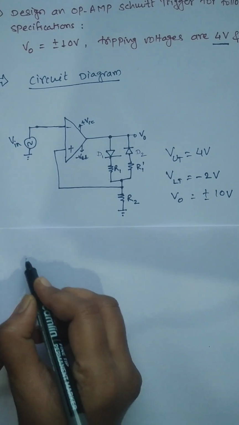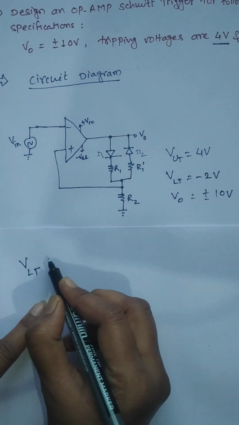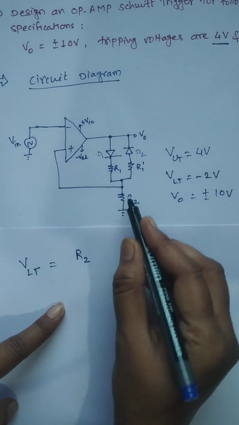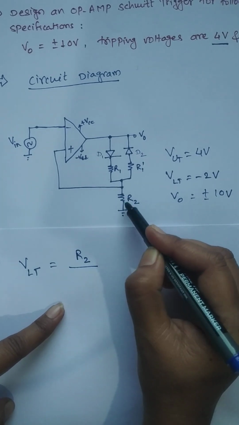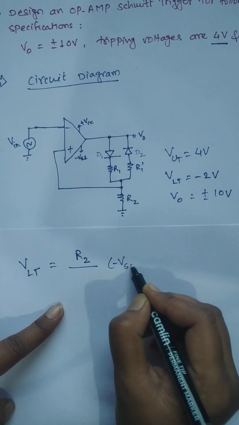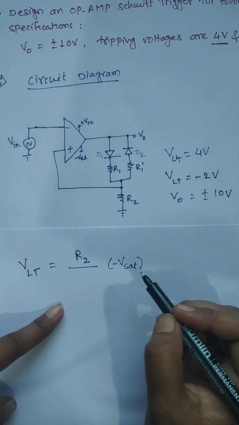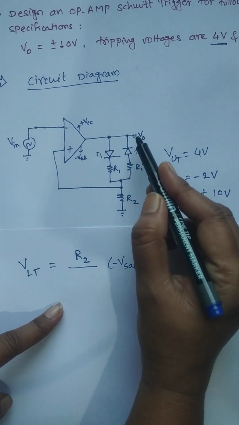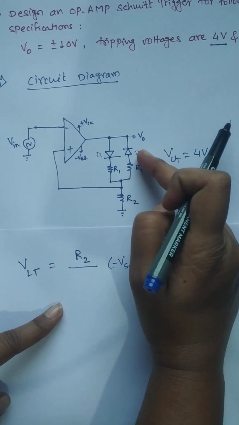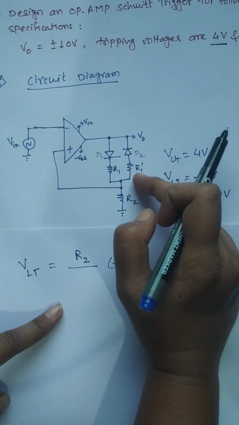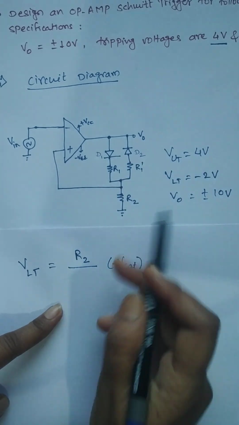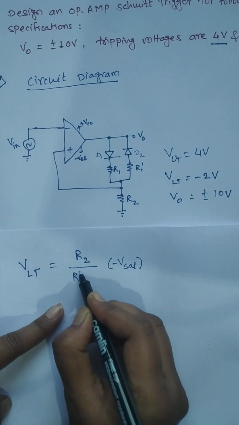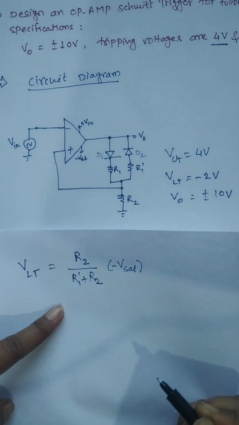Now let us write down the formula for VLT. The VLT formula is R2 upon this resistor. Now for the VLT we are going to use minus Vsat, that is minus V output. So if it is minus V output, which resistance will be there? If it is minus, D2 will be forward biased, so the R1 dash resistance will be there. So it will be R2 upon R1 dash plus R2, into minus Vsat.